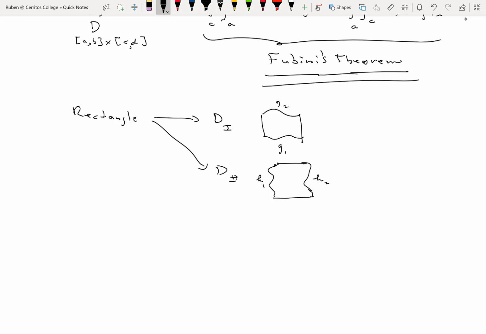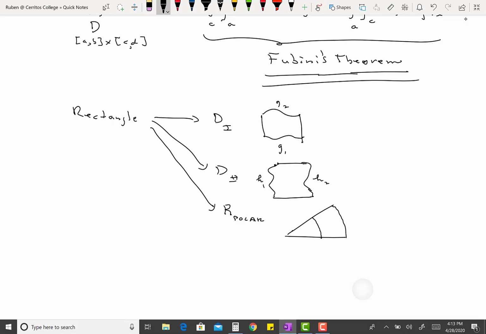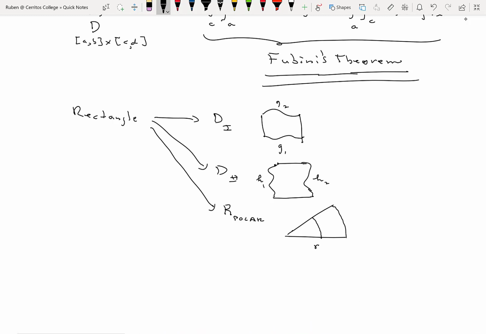Then we went to a polar rectangle. The polar rectangle looked like this. It was a section, an area of a sector between two circles. The inner circle being r equals a, outer circle being r equals b.